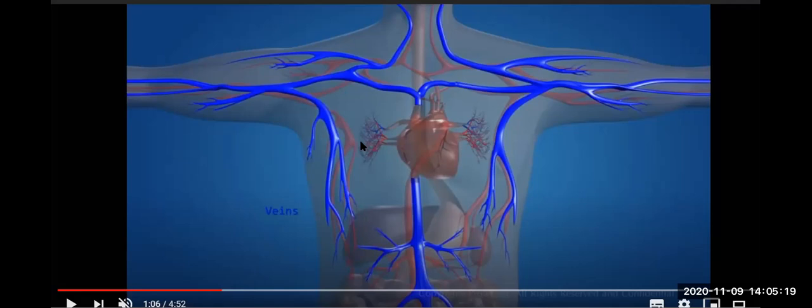The heart is neither, it is a blackish red kind of color, almost the same as this. I'll show you. So the first question you should ask is: oxygenated blood is carried by arteries or veins? Tell me, arteries or veins?